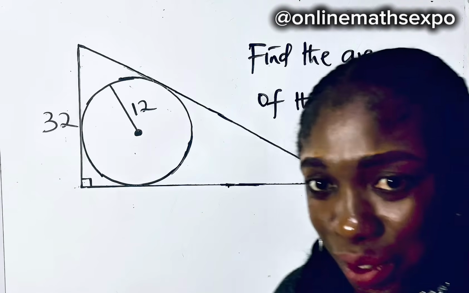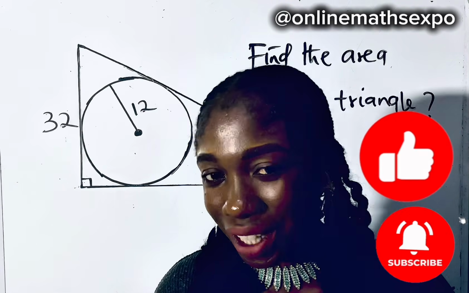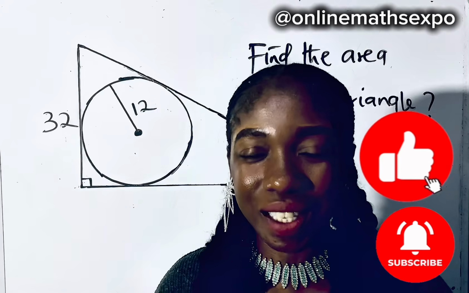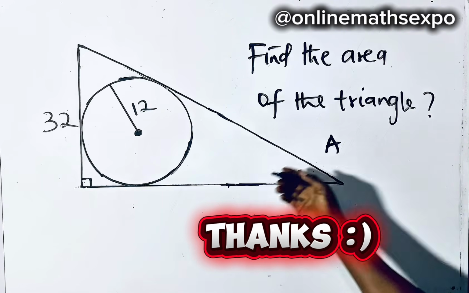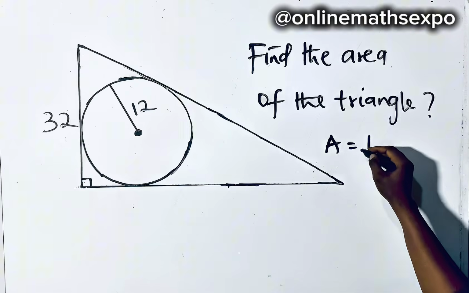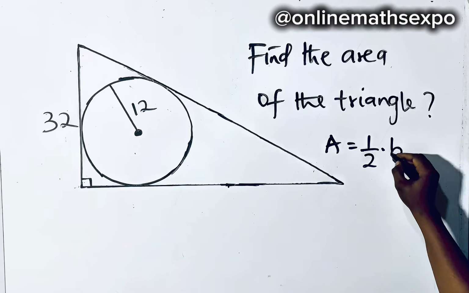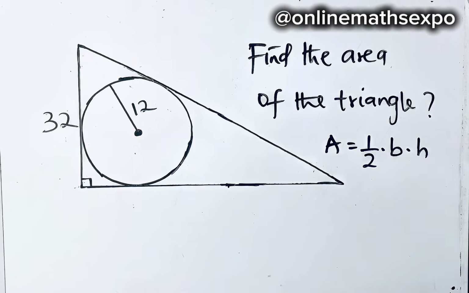Is it something you can do? Relax, I will take you through that step by step. It's just so easy. Now remember that for you to find the area of this right triangle, area is simply half multiplied by the base multiplied by the height.